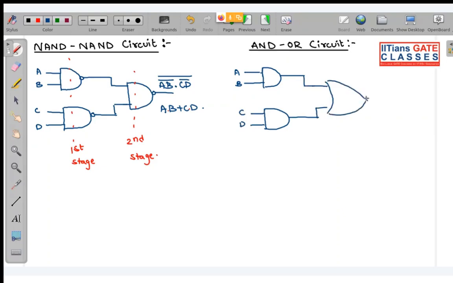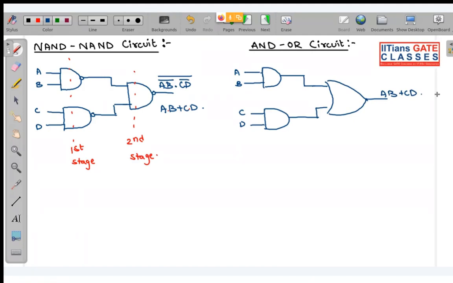So the same thing we will be getting: AB plus CD. This is your AND-OR circuit. This is very, very useful, because I have already shown you how we implement a few things. Tell me, is this clear?